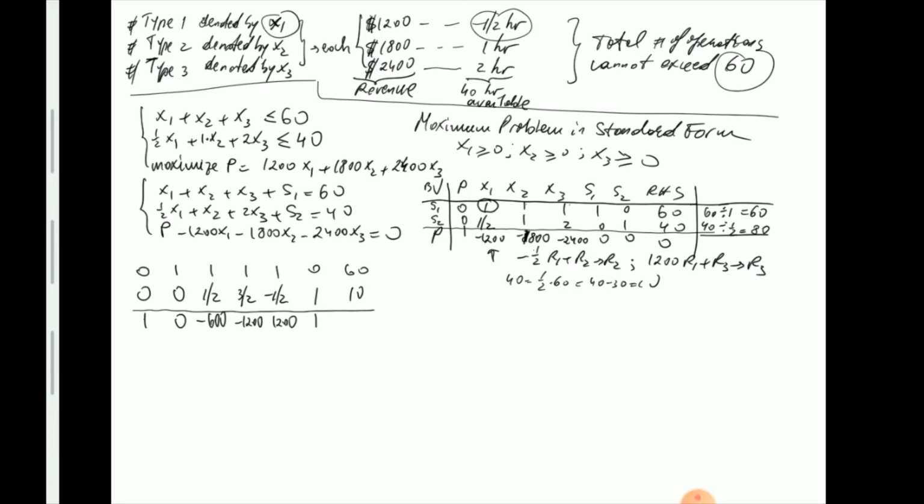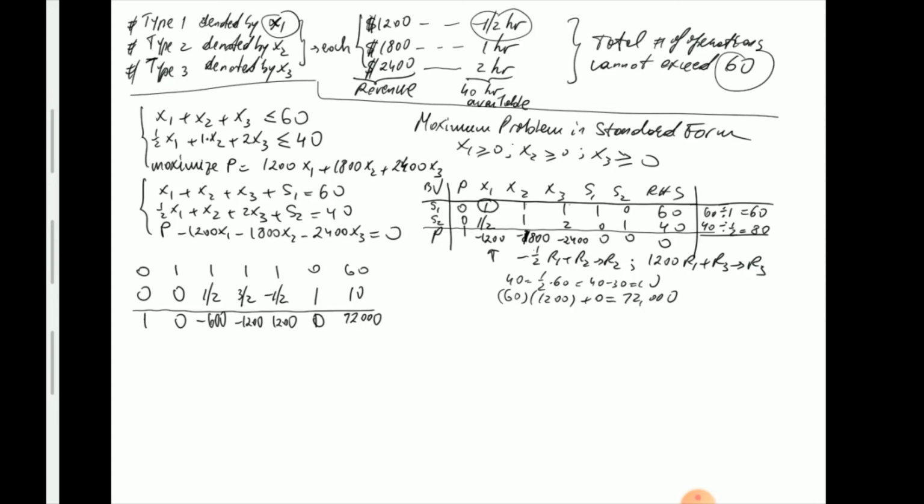Oh, I'm looking at the wrong entry. Sorry, this is 0 because it's 0 plus 0. So yeah, and then 60 times 1200 plus 0, which is 72,000. Then 1, 0, minus 600, minus 1200, 0, 72,000.